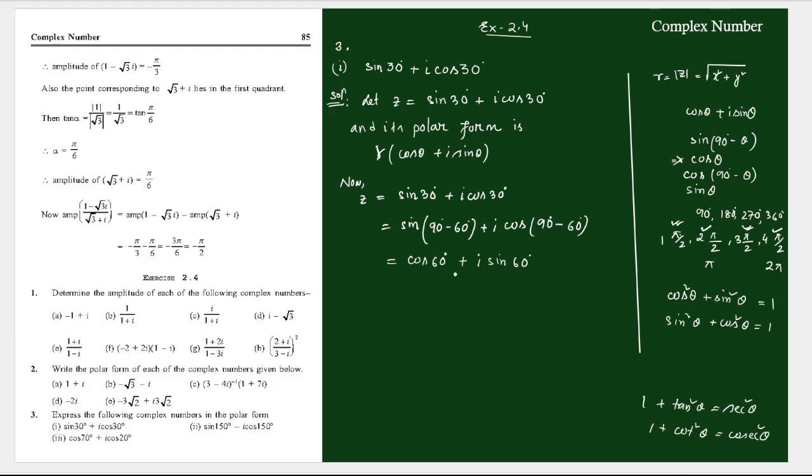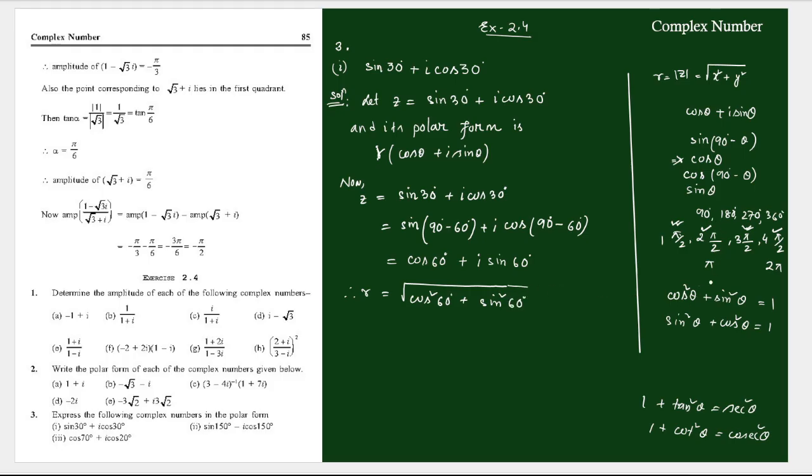Now this is our x and this is our y. X square plus y square. Now we have to find the r. Therefore r equal to root over of cos square 60 degree plus sine square of 60 degree.